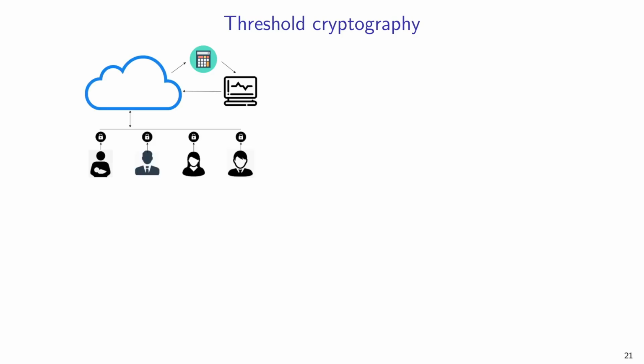The last topic to discuss in this lecture is threshold cryptography. In threshold cryptography, several parties are required to cooperate in order to perform some cryptographic operation, such that no single party is able to perform it alone. This helps to increase security, because now an attacker has to compromise several parties to compromise the system.